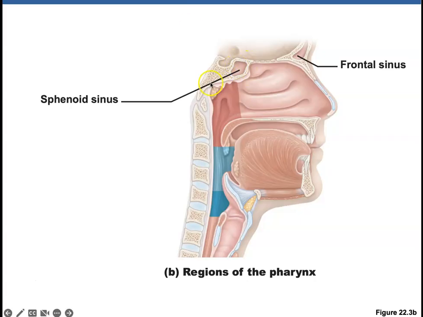Then the sphenoid sinus, this right here, is at the posterior portion. I just want to point this out. This is part of this bone called the sphenoid. In this little gap right here, this is called the sella turcica. This is where your pituitary gland sits, and your hypothalamus is located right up here.